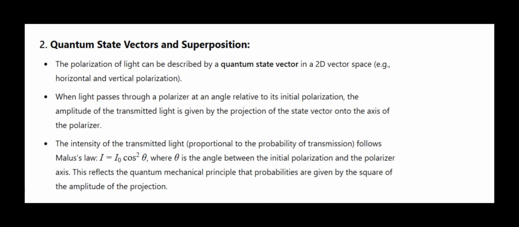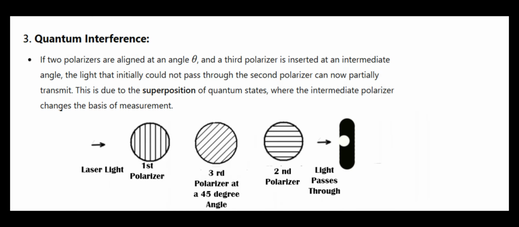The intensity of the transmitted light, proportional to the probability of transmission, follows Malus's law: intensity equals initial intensity times cosine squared of theta, where theta is the angle between the initial polarization and the polarizer axis. This reflects the quantum mechanical principle that probabilities are given by the square of the amplitude of the projection.